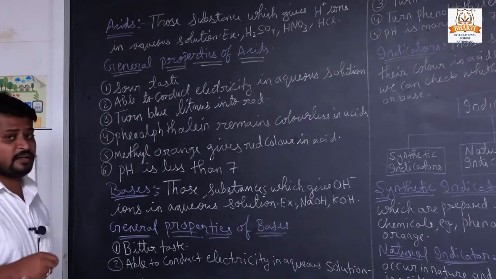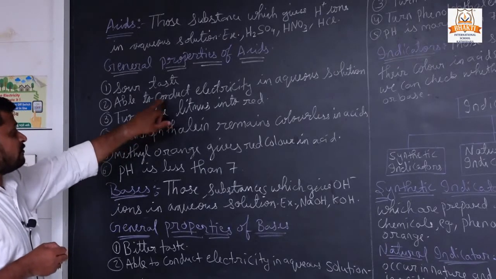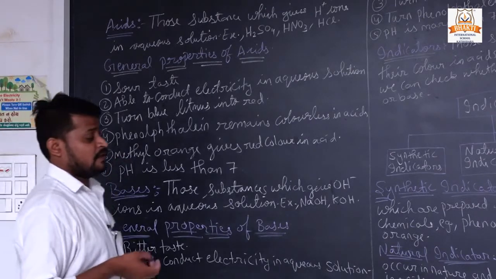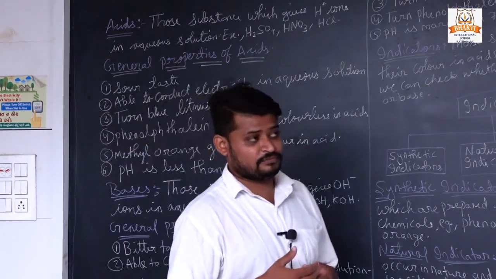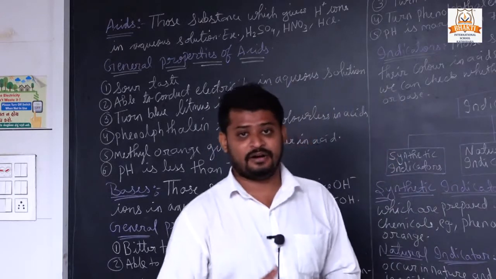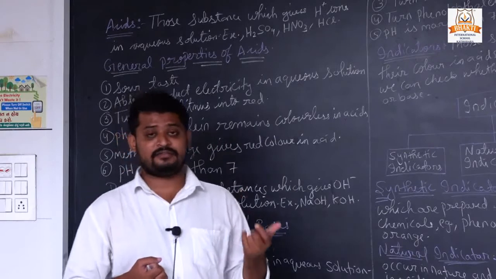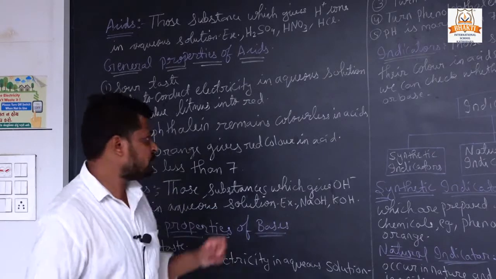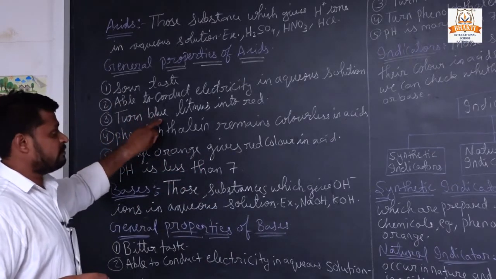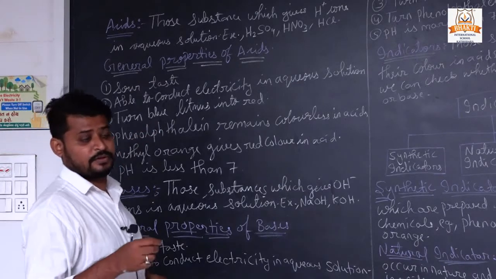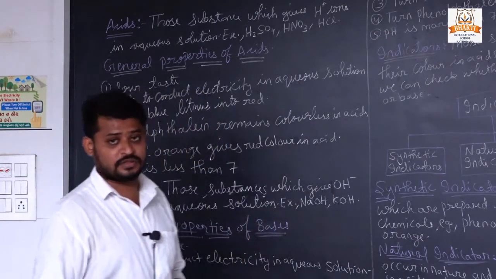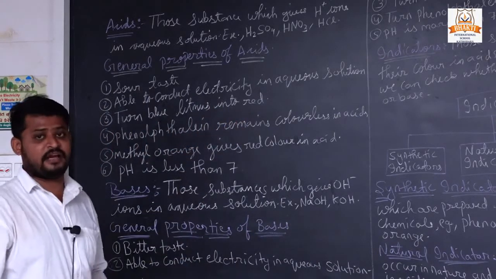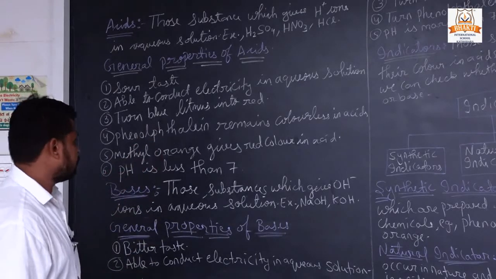A solution which conducts electricity we consider as an acid. Acids turn blue litmus red. What is litmus? Litmus is a paper that is an indicator of acid and base. From litmus paper we identify whether a solution is acidic or basic in nature. If we put blue litmus paper in the solution and its color changes into red, then the solution is considered acidic.